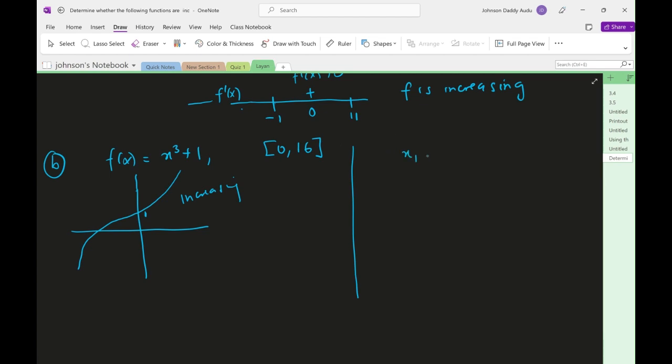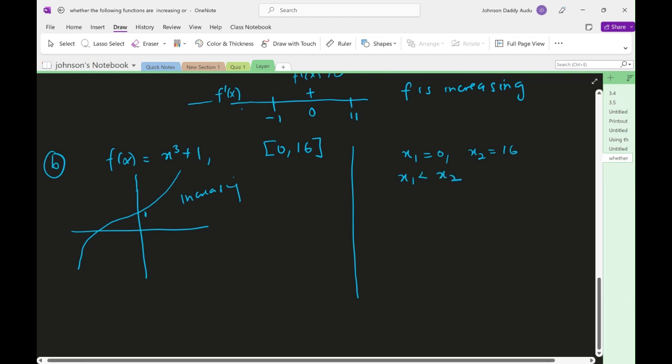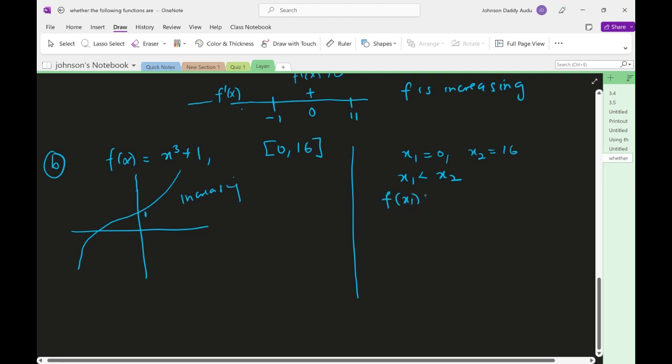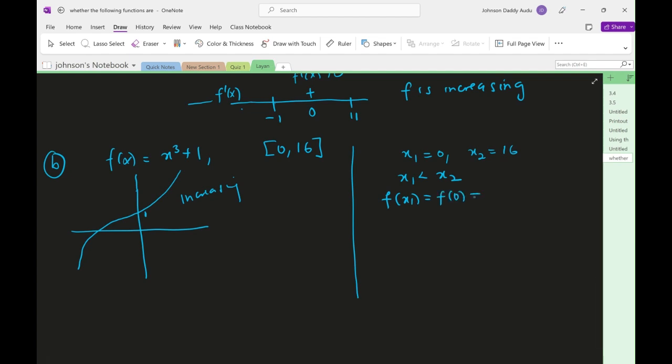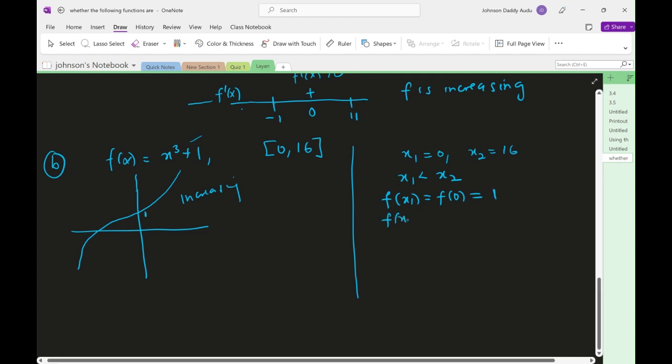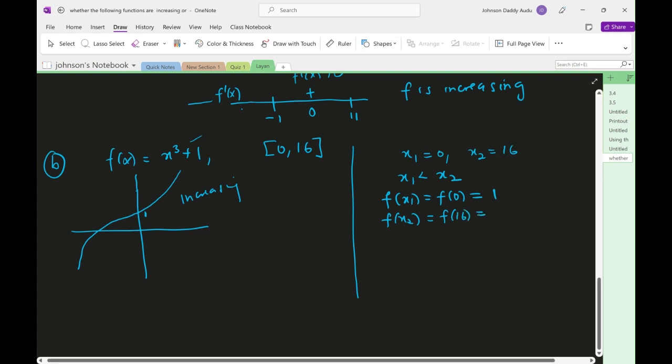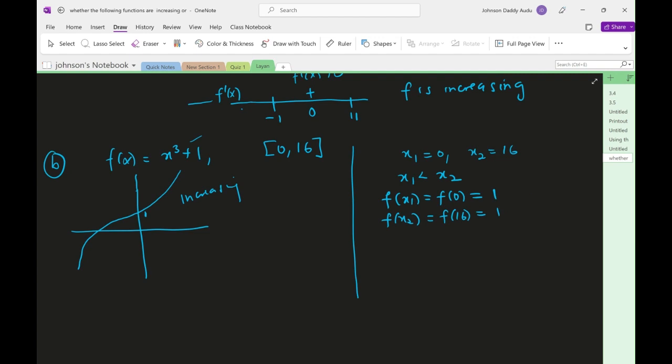You can take x1 to be maybe 0 if you like. You can take x2 to be 16 if you like. You see that x1 is less than x2. This is true in this case. Now what is f of x1? f of x1 is the same thing as f of 0, and if you put 0 into the function, you will get 1. And f of x2 is f of 16, which is going to be a very big number. It's going to be 16 squared plus 1.